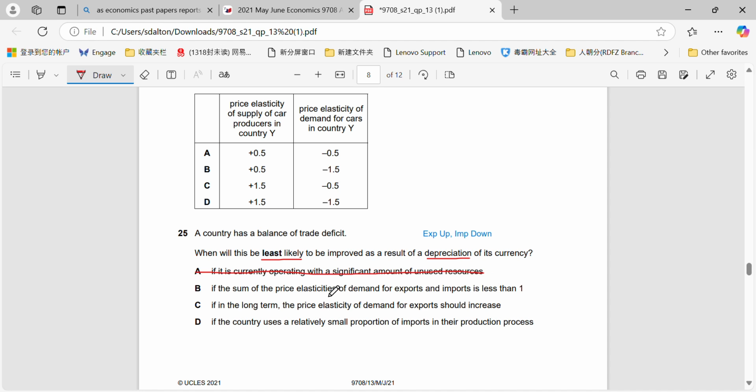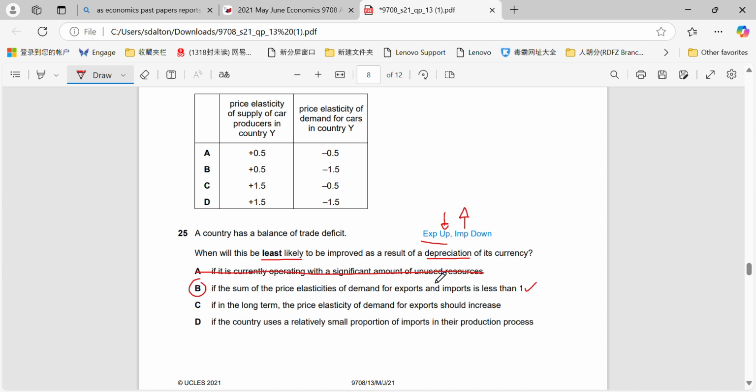If the sum of the price elasticities of demand for exports and imports is less than 1, that would not help us, because in that case exports won't actually rise, exports will go down, and imports will go up, and that is not going to help us to improve the deficit. It will help us to improve the deficit if the PED values are greater than 1.